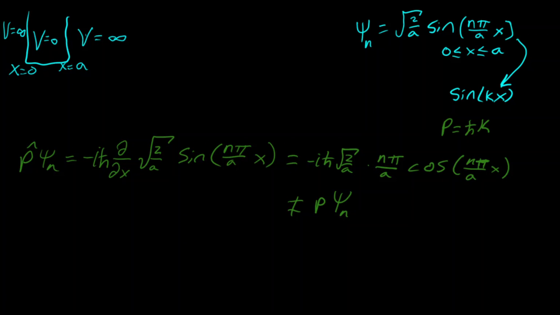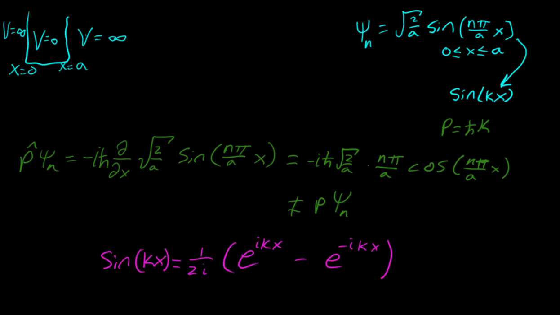However, it is true, and you can show this using Euler's formula, e to the i kx equals cosine of kx plus i sine kx. Using that, and I mentioned this for cosine in the other video, we can show that sine of kx is equal to 1 over 2i times e to the i kx minus e to the minus i kx.